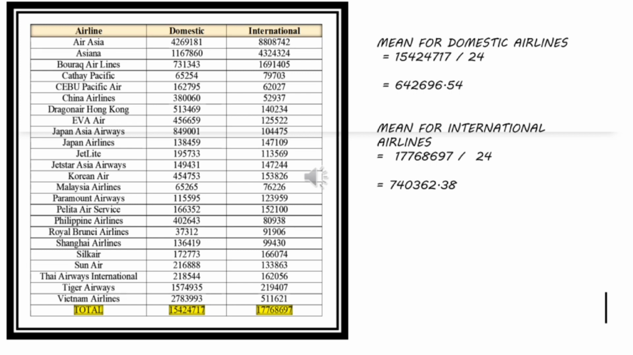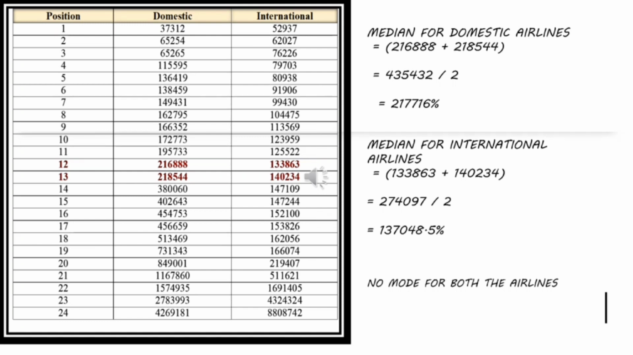In order for us to find the mean, we have to sum all the data of each class and divide it by the total sample size, which is 24. As you can see, the mean for international airlines is higher than domestic. This indicates that international airlines perform better than domestic. In my opinion, more passengers travel using international airlines, which is why the mean for international airlines is higher than domestic airlines.